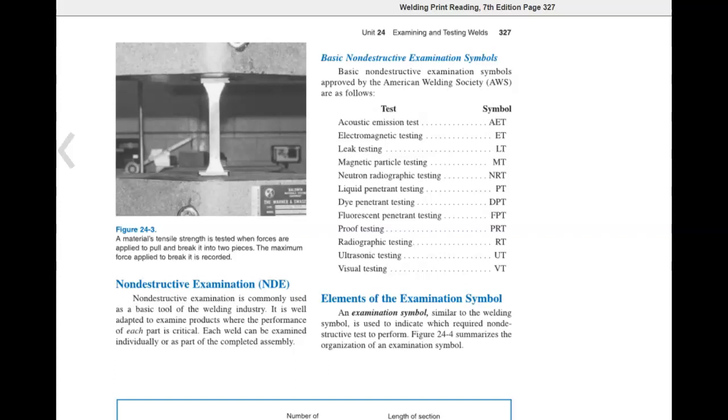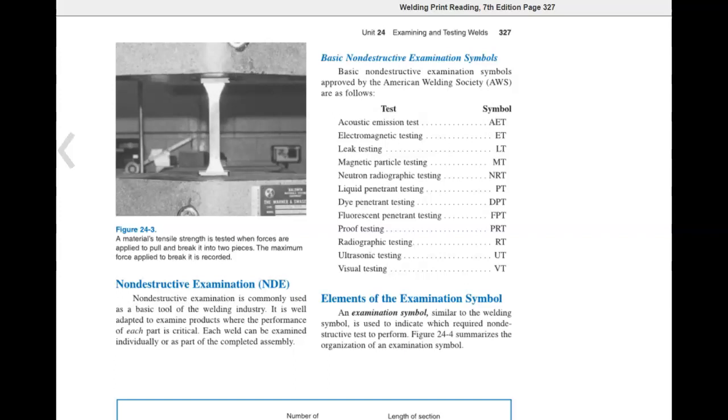Basic non-destructive examination symbols. Basic non-destructive examination symbols approved by the American Welding Society are as follows: acoustic emission testing, electromagnetic testing, leak testing, magnetic particle testing, neutron radiographic testing, liquid penetrant testing, dye penetrant testing, fluorescent penetrant testing, proof testing, radiographic testing, ultrasonic testing, visual testing.